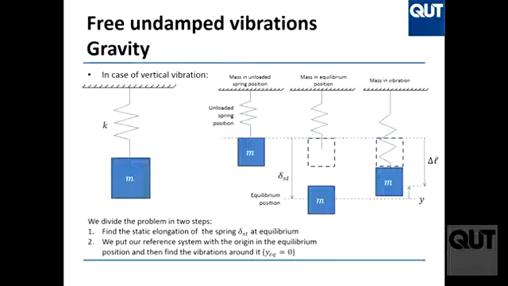Let's add one little bit of complexity. What happens if that system, instead of being horizontal, is vertical?